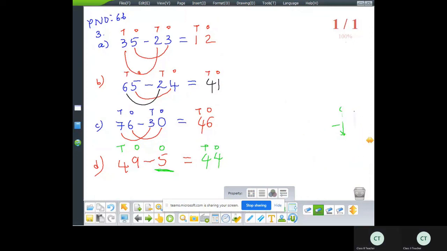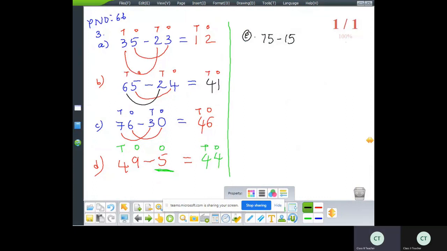Now E1. 75 minus 15. It means 15 is subtracting from 75. Now we write the place values, 1's and 10's. So for that answer we write 1's and 10's.